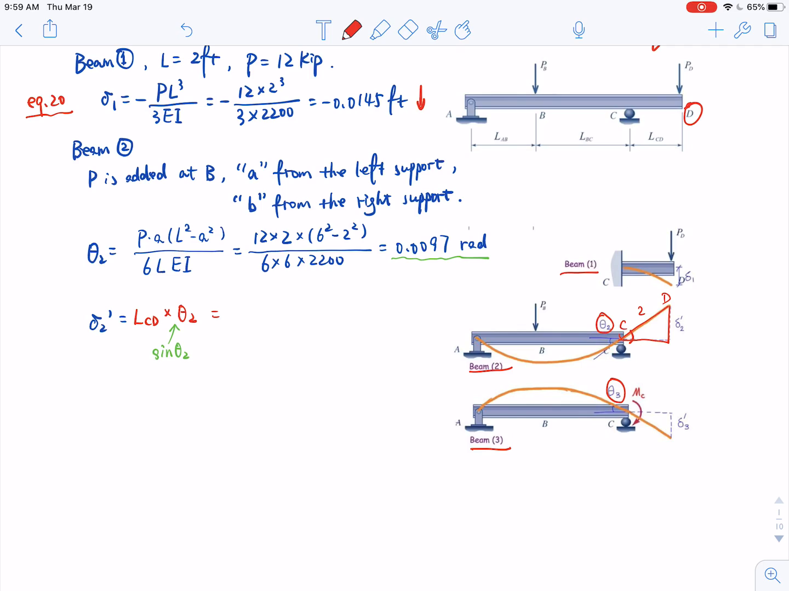Okay, so here is 2 by 0.0097. So you get 0.0194 feet. Is this a downward or upward deflection? This is a positive number, right? It's upward deflection. You can also see that from here. It's an upward deflection.